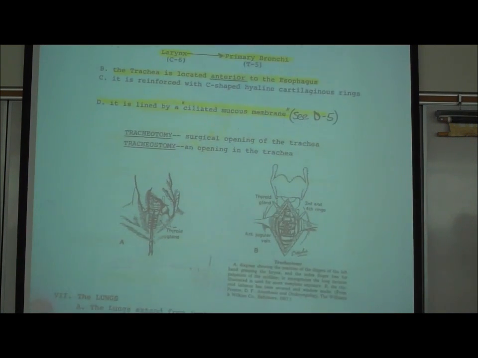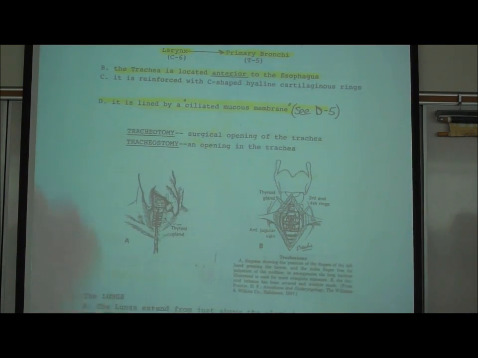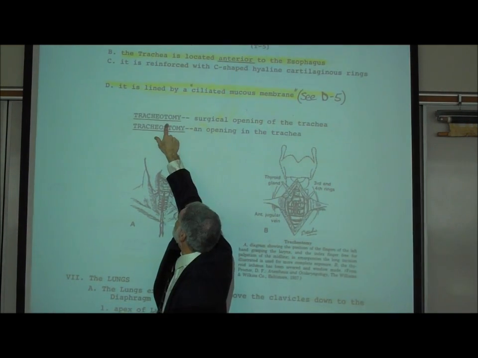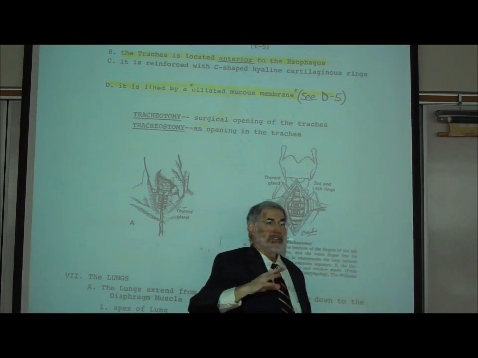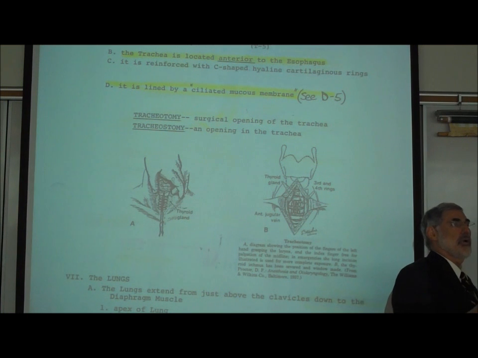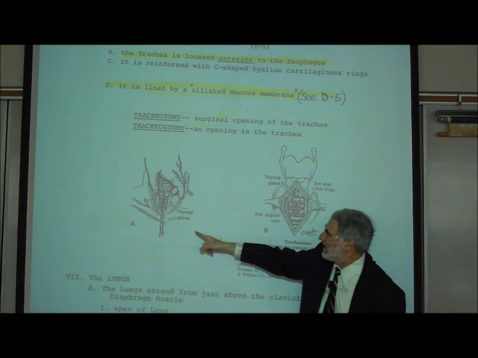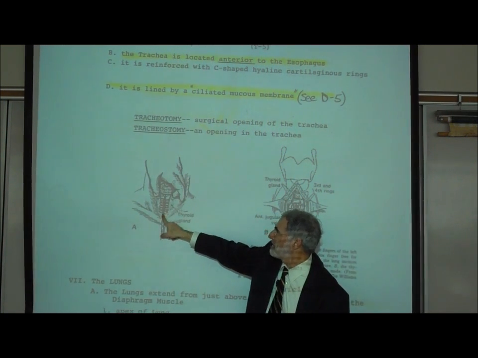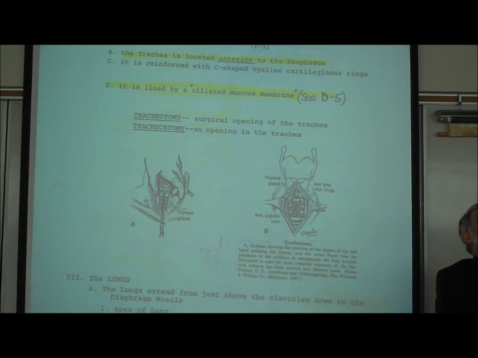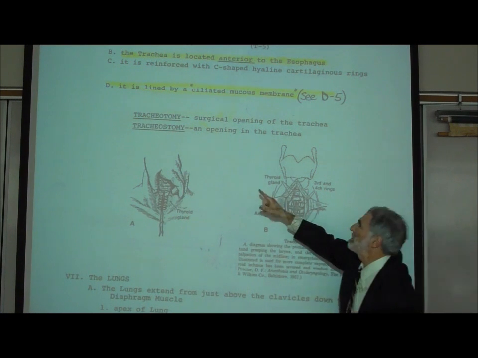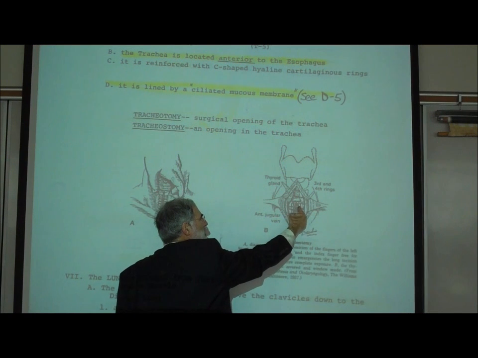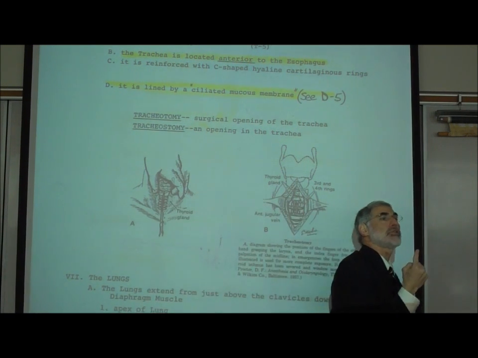I am not going to test you on the words tracheotomy and tracheostomy, but let me just briefly mention the difference. Tomy means to cut. This is a course in anatomy, where you cut up things. So when you make a cut in the trachea, that's called a tracheotomy. This is what's being done right there. Once you create an opening, that's called a stomy. Stomy means an opening, so this opening is called a tracheostomy.